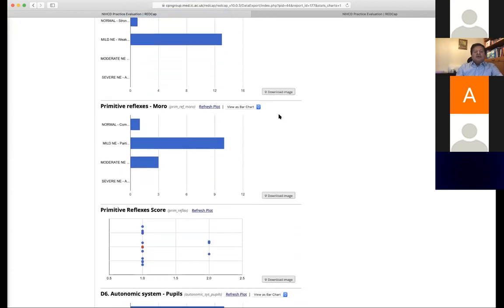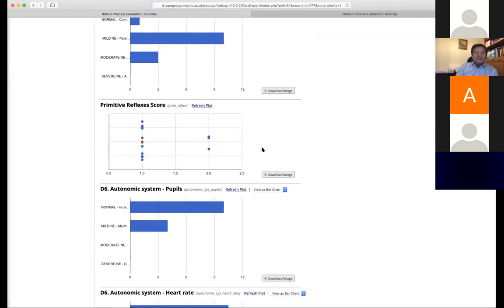With Moro, the baby clearly had a very low threshold. The moment you touch the baby, with a very minimal angle of drop, the baby was having a Moro reflex. That's definitely exaggerated, so I wouldn't score this as moderate at all. In moderate, I'll show you different videos, the response will be markedly delayed. So this is definitely under mild, or if we score that as normal, that's also fine.